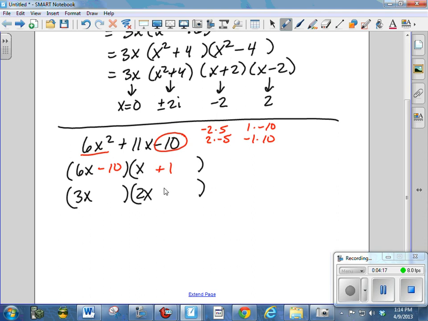It turns out we have to use the 3 and the 2. So let me put in plus 2 minus 5. This gives me positive 4x and a negative 15x. That's almost what I want because that would be negative 11. So what I really want to do is switch these signs. So then if this was a negative 2 and a positive 5, then this would give me negative 4x. This gives me 15x, and that gives me 11x. So this is the factorization.